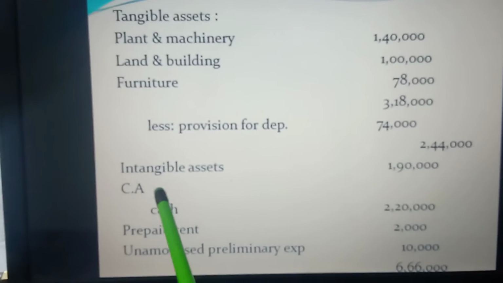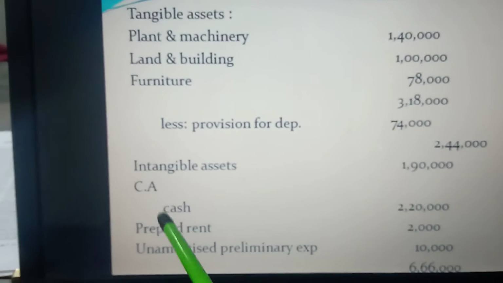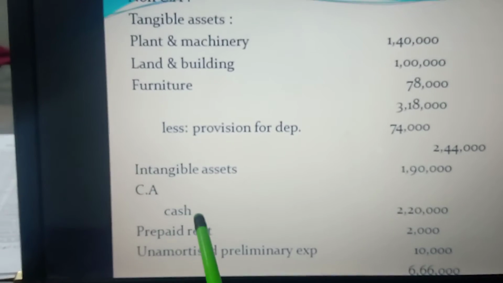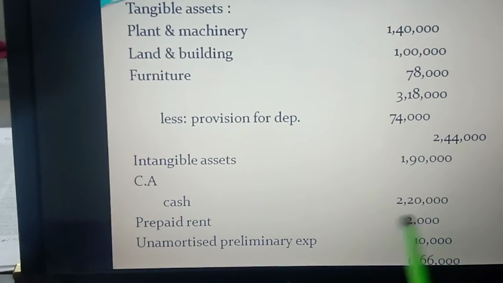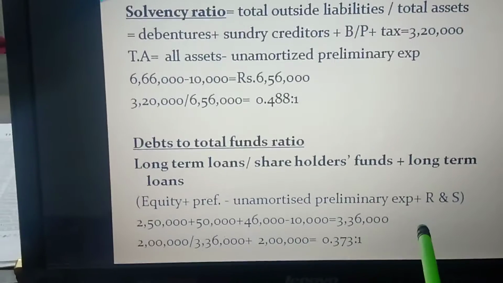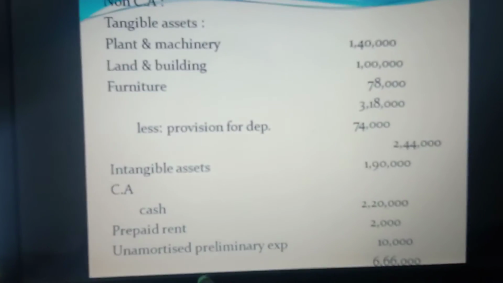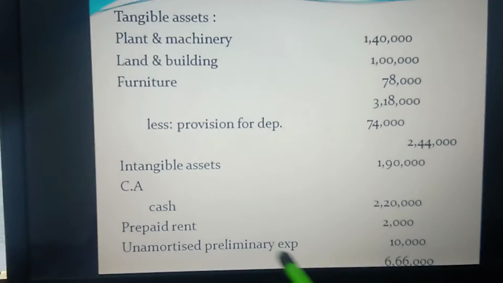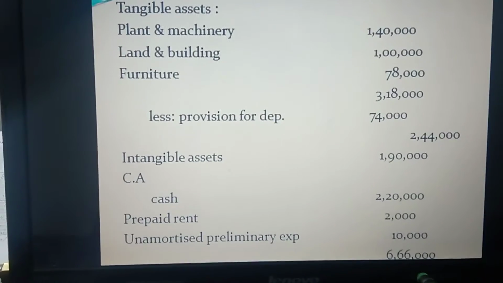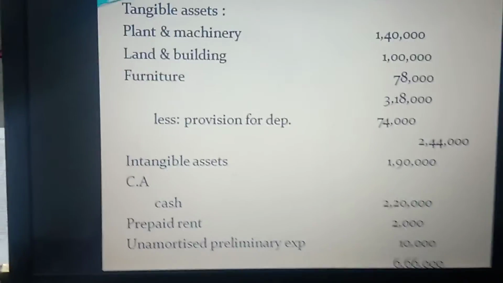Now the balance sheet is for intangible assets. The company has current assets in the form of cash rupees 2,20,000, prepaid rent 2,000, and amortized preliminary expenses 10,000. Here again the total is 6,66,000 of this balance sheet.